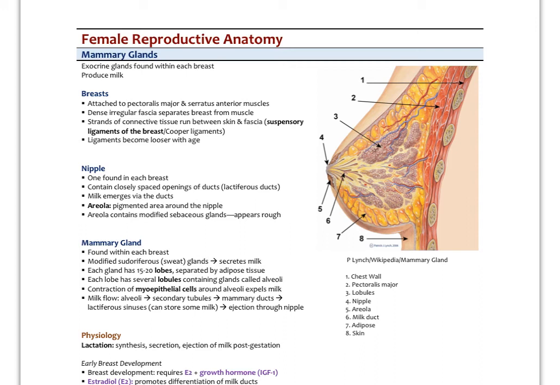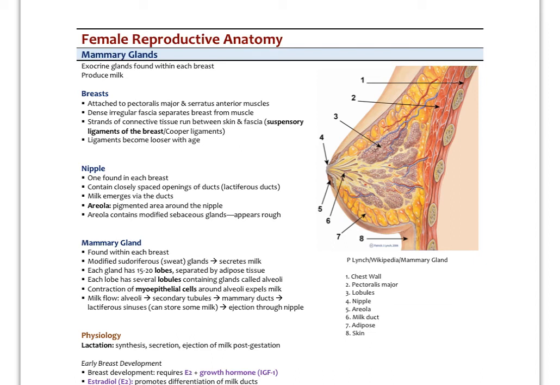Then there are suspensory ligaments of the breast, or Cooper's ligaments, which extend between the skin and the fascia, and that helps to maintain support for the breast, and those ligaments become looser with age. There's one nipple found in each breast typically, and that contains closely spaced openings of ducts. These are the lactiferous ducts, and the milk emerges from the ducts.